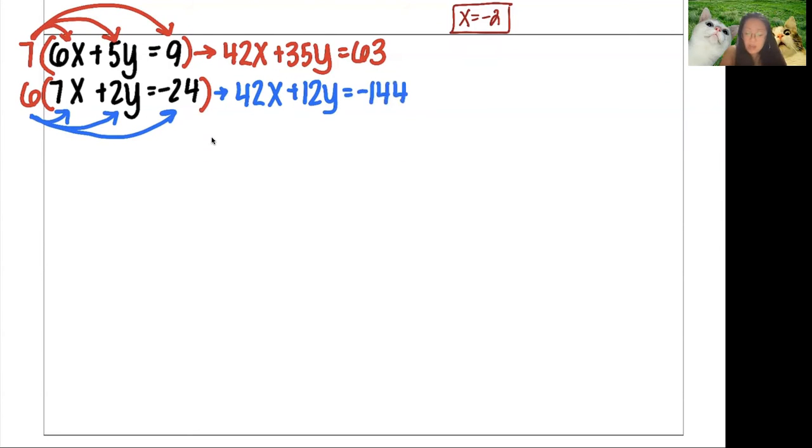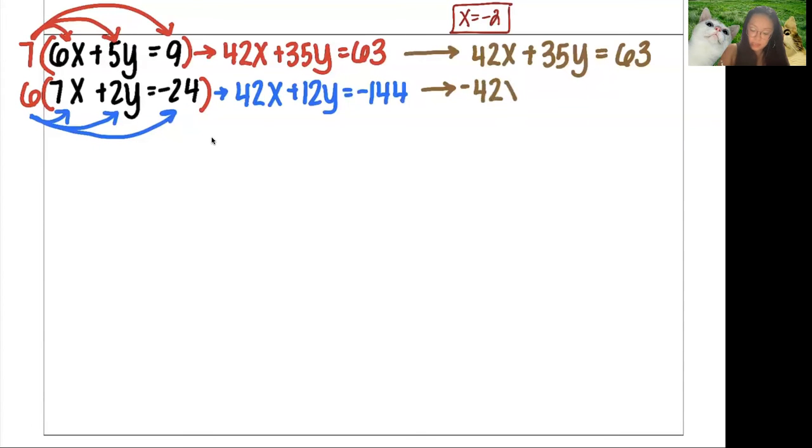Okay, notice I still do not have opposite coefficients, right? I have 42x and I have 42x. They are not opposites. If I want them to be opposites, we need to change one of the equations, and I'm going to change my second one. Take your second equation and flip every single sign. So 42x becomes negative 42x. Positive 12y becomes negative 12y, and negative 144 becomes a positive 144. Now that I have opposite coefficients, we can eliminate. The x's will eliminate because I have positive 42 and negative 42.